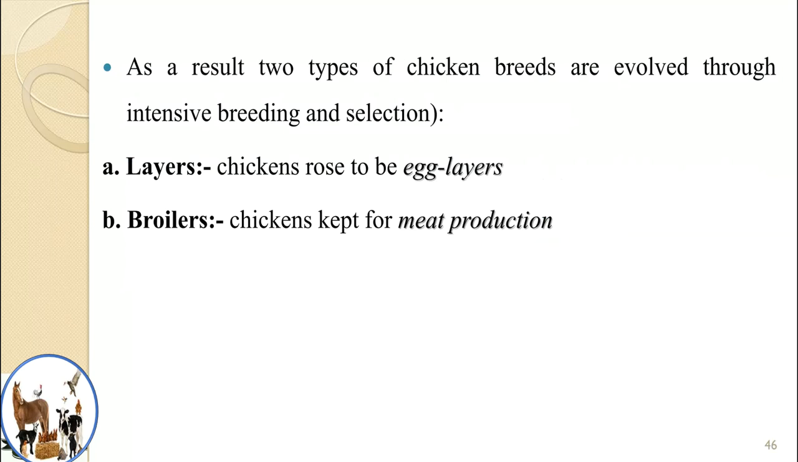So everyone knows that there are two types of chicken breeds, evolved through intensive breeding and selection. Number one, layers. They are specifically developed for egg production only, whereas the broilers are kept for meat production or fast weight gain, due to the production of good muscle quality or meat.